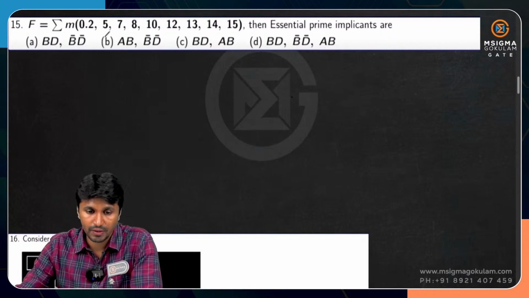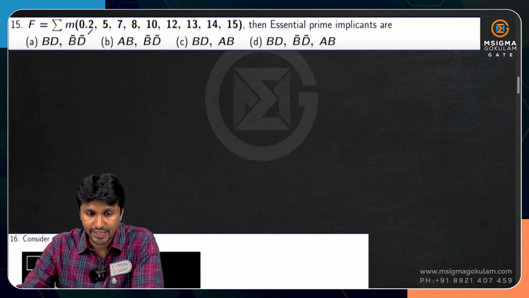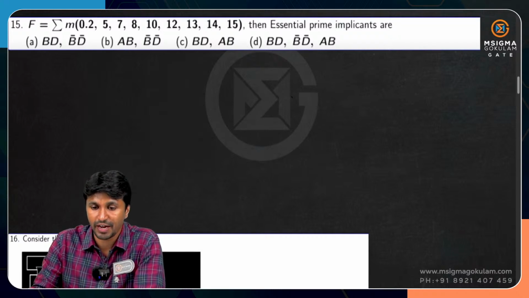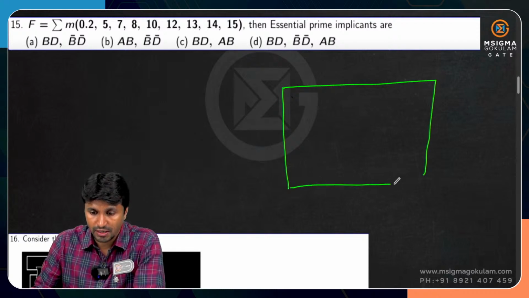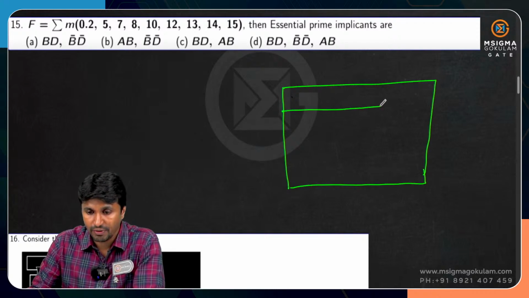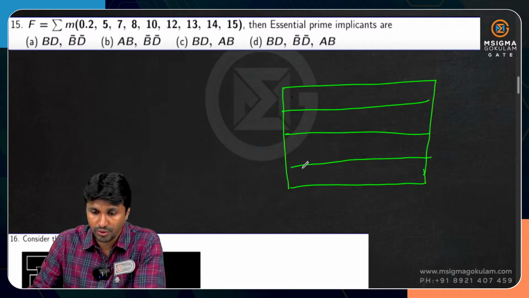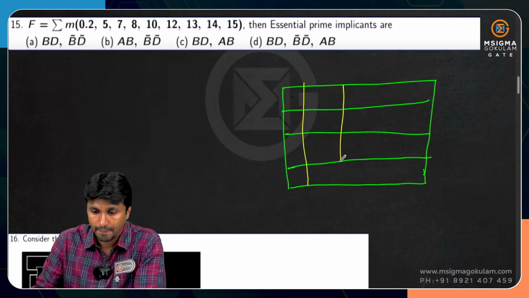A canonical SOP is given to you. You are asked to calculate the essential prime implicant. Let us look at this one. Let us enter the data given to us into the K map. Options are given to you, so tell me which is the correct answer.